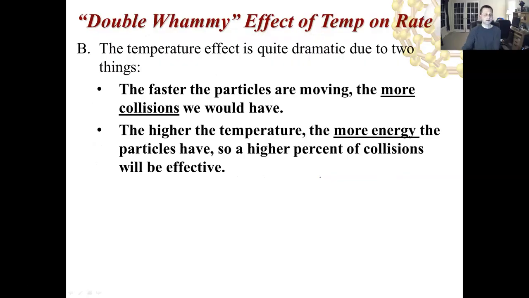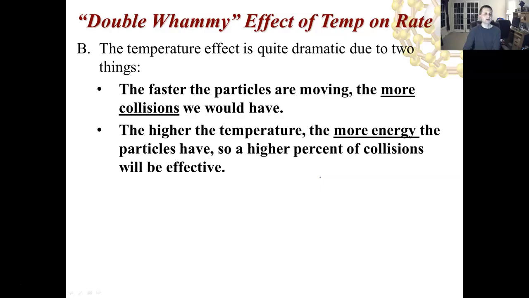So there's two reasons to explain this, which is why I call it the double whammy effect of temperature on rate of reaction. So the faster the particles are moving, the more collisions we're going to have. So that's number one. Obviously, the faster the particles are moving, the more collisions we're going to have. If I told you in the classroom to stand up and walk around the room blindfolded, you would smash into each other every now and then. But if I told you to stand up, blindfold yourself, and just book it around the room and run around as fast as you can like crazy, you're going to collide way more often, right? So it's the same thing here with an increase in temperature.